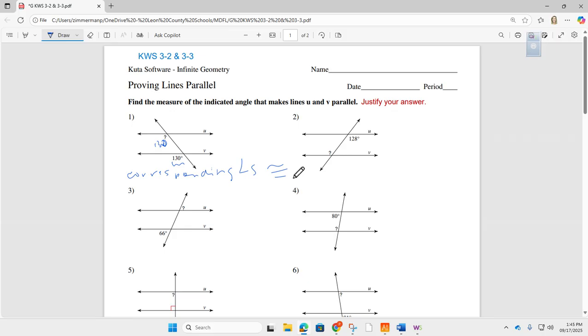So what kind of angle? Yeah. All right. So, I got a little box on it. What does that little box mean? It's 90 degrees. That's right.